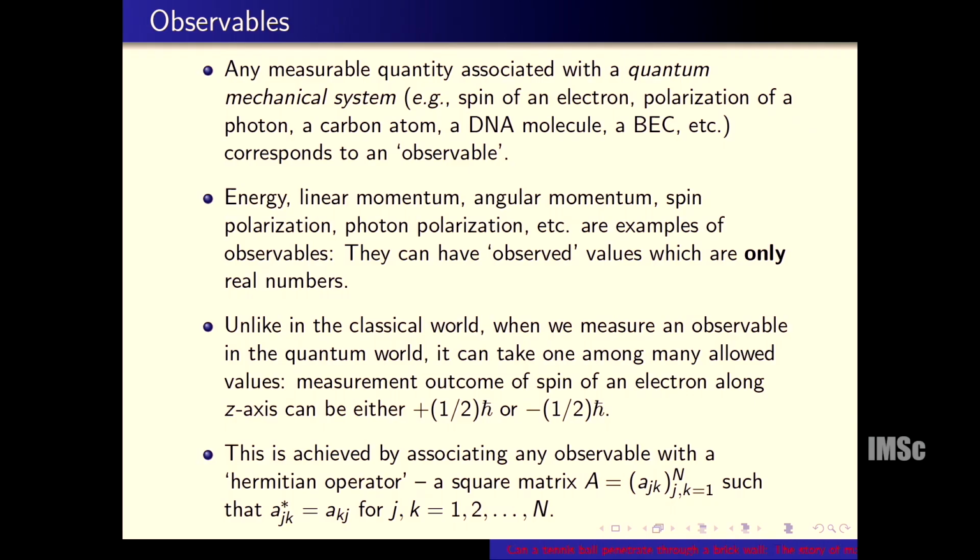Now, the point is that when you measure these observable quantities on your system, they will come up with some real values, like energy, linear momentum, angular momentum, whatever. By measurement, you can only get real values of that observable. Now, the point is that you are not sure beforehand what particular real value you are going to get. For example, if I measure the spin of an electron along, let us say, the z direction, one can come up with this spin value, where h cut is the Planck constant, or minus half h cut. One of these two. Which one will come up? We don't know.